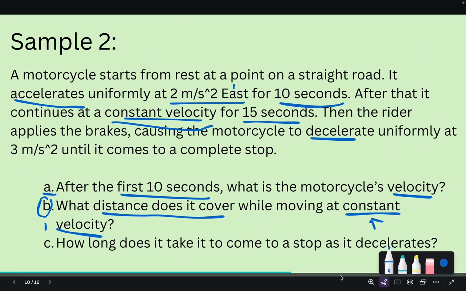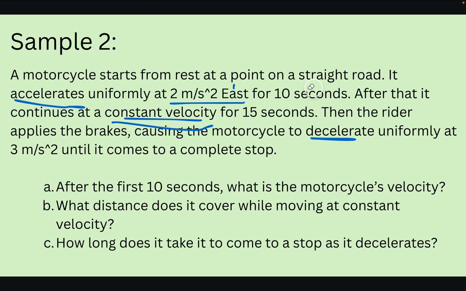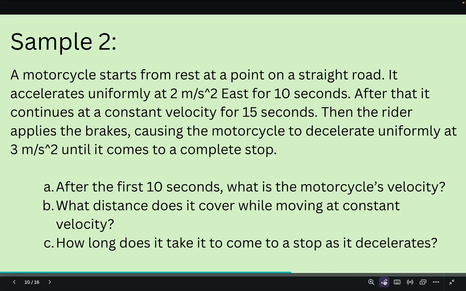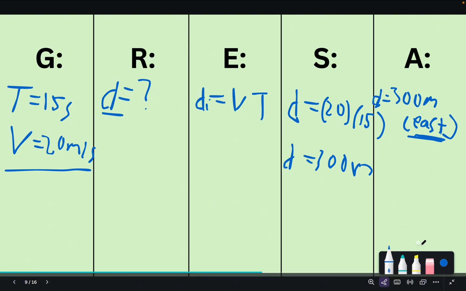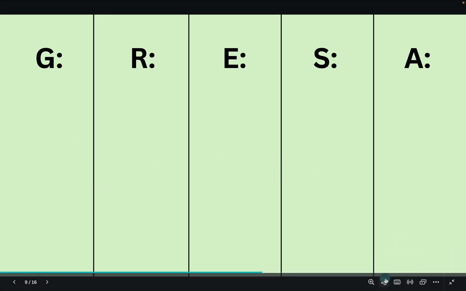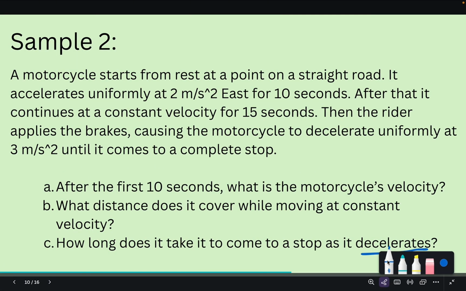Now let's go on to the last problem, which is unfortunately the hardest one. How long does it take to come to a stop as it decelerates? Now, we already have our pieces in play, but the first thing we have to ask ourselves is, what is decelerate? Decelerate is basically just negative acceleration, which means you can treat it the same as acceleration, just make it negative, right? So it says over here in the problem that the motorcycle decelerates uniformly for 3 meters per second squared. So we put here that the acceleration is equal to negative 3 meters per second squared.